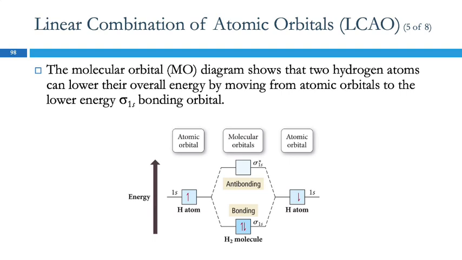In H2, we have a total of 2 electrons, one from this hydrogen and one from that hydrogen. And so we're going to put them into the molecular orbitals following the same rules that we used for regular orbital diagrams. They're going to go in the lowest energy first, and they'll pair up. So that's what we're going to get right there.